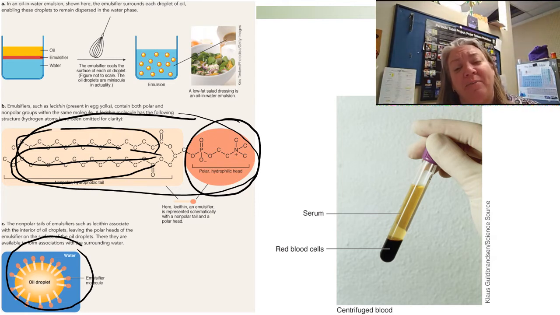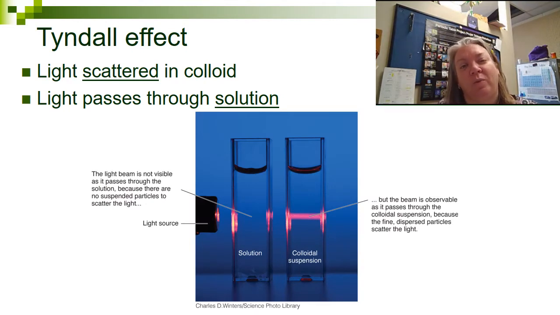Now over on the right we have a sample of blood, and it's showing how, given time, or here they've centrifuged it, which just means you put it into a little machine and it spins it super fast, and that causes the solids to separate out. So we see the red blood cells at the bottom, and then the top is going to be all of your good old serum.